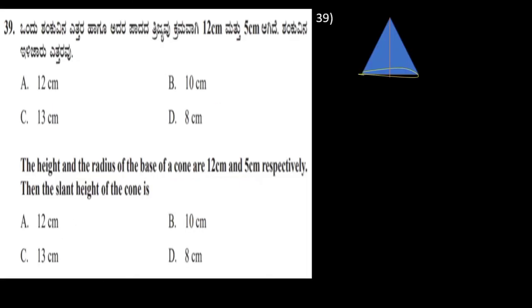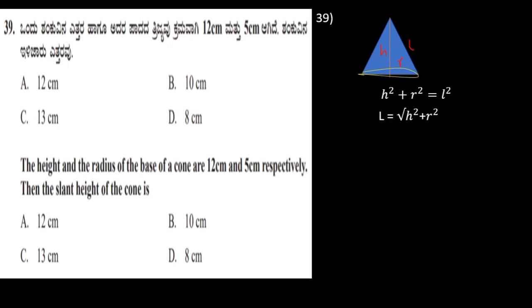The height and the radius of the base of a cone are 12 cm and 5 cm respectively. Then the slant height of the cone is? Here first we will draw the cone, and they gave the height and the radius. So h is 12 and the radius is r. Here we will use a formula, that is h square plus r square is equal to l square. Otherwise you can write l square is equal to h square plus r square. I'll take the square root because l square is there, so I'll get l is equal to square root of h square plus r square.